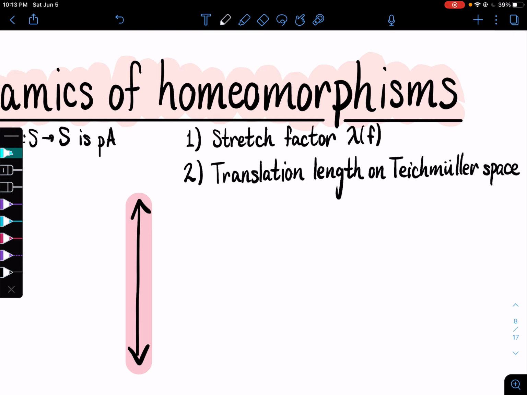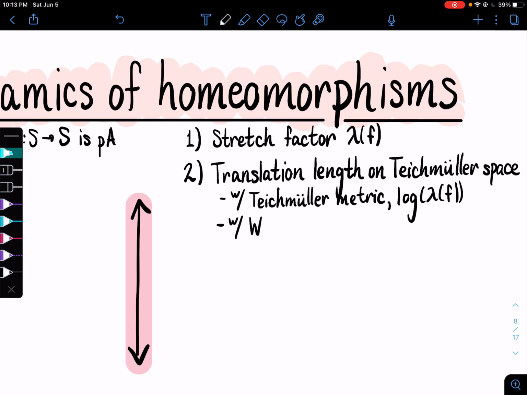Okay, and this really actually leads me to two quantities, right? We could consider the translation length on Teichmuller space with the Teichmuller metric, which in fact turns out to just be described by the logarithm of the stretch factor. So it is related very closely to that stretch factor. But we could also consider Teichmuller space with a Weil-Petersson metric.